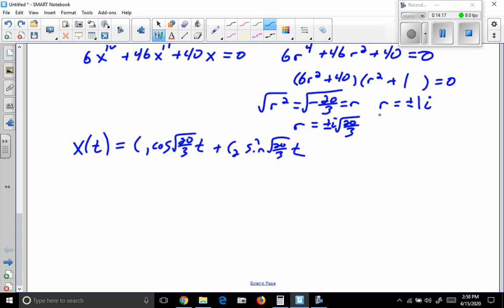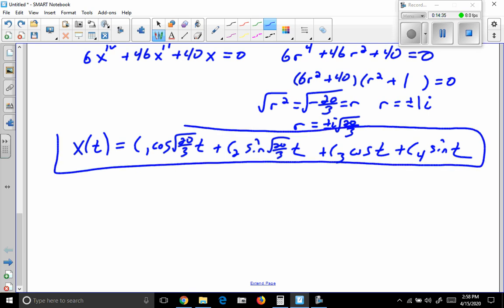And then we go to our other a plus bi. There's no a over here. B is 1. So we have c3 cosine of 1t plus c4 sine of 1t. So that's our general solution for x. Now, based on initial values, we'll have to determine what c1 through c4 are, but that's our solution for x.